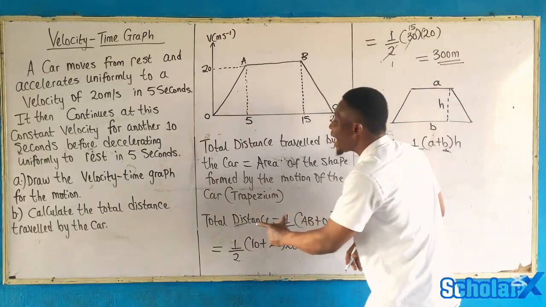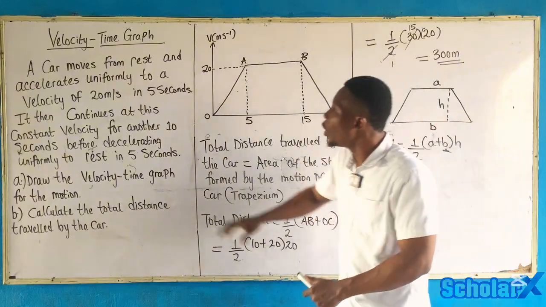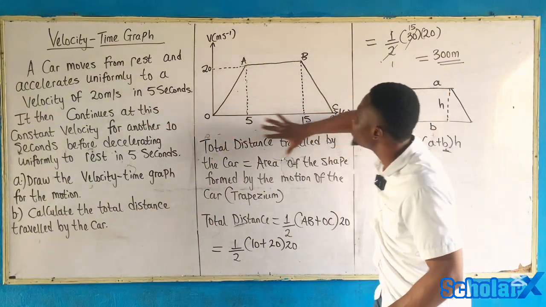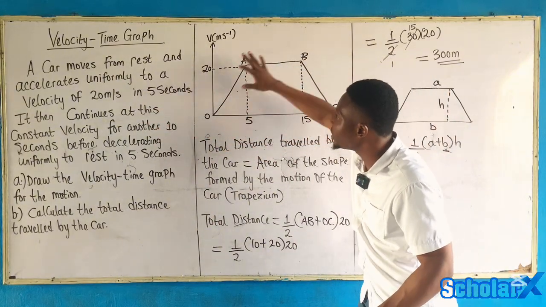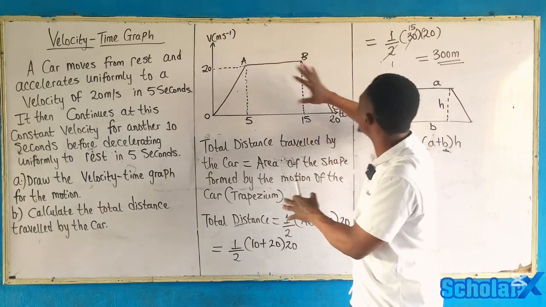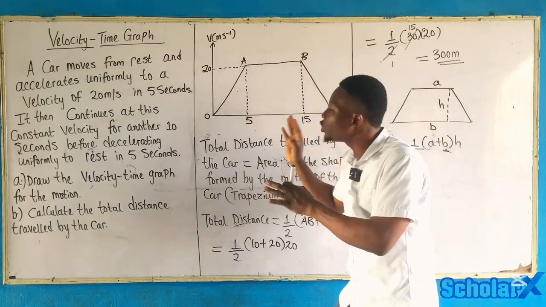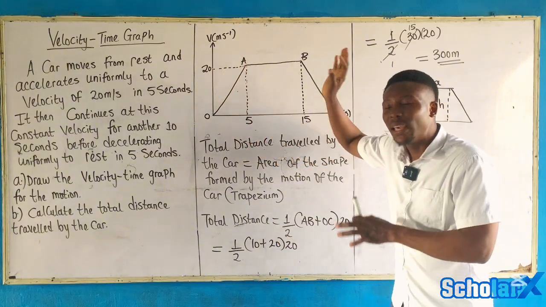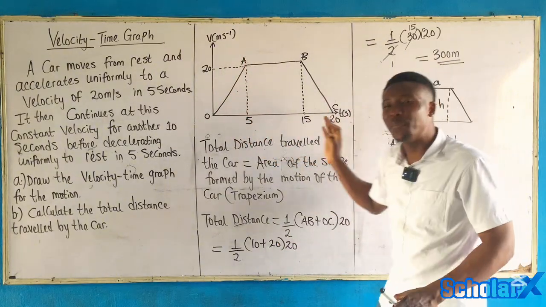So, this is how to get the total distance of the motion of this graph. This is how to get the total distance. So, the total distance covered by the car in this question is 300 meters.